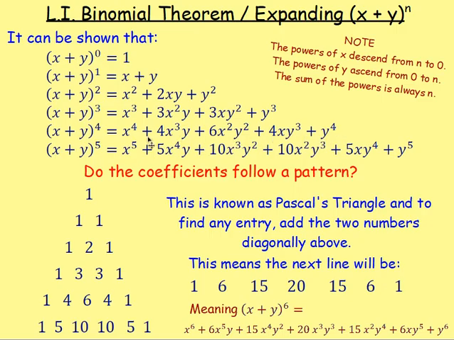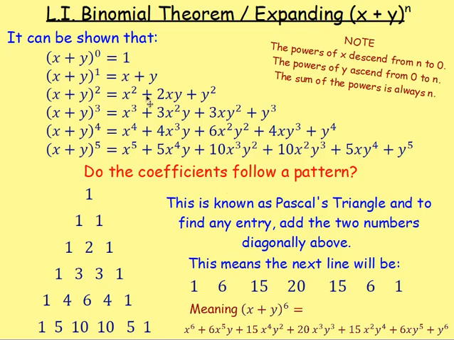And also the sum of the powers is always whatever n is. So here it's 4, but you notice if you add the powers, you get 4. If you add these powers, 3 and y to the power of 1, you get 4. 2 add 2 is 4, x to the power of 1, y to the power of 3, again you're getting 4. What we're interested though in is the coefficients.